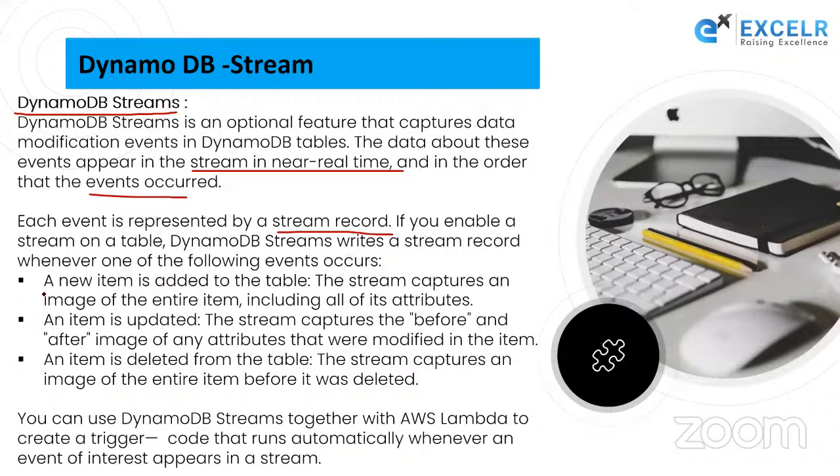So what are the events which it can capture? It can capture any new item, it can capture any update of an item, and it can capture any delete of an item. It takes a snapshot of the entire attributes of that particular new item. It captures the before and after image of any attributes, and it can capture the before attributes of an item before it is deleted.